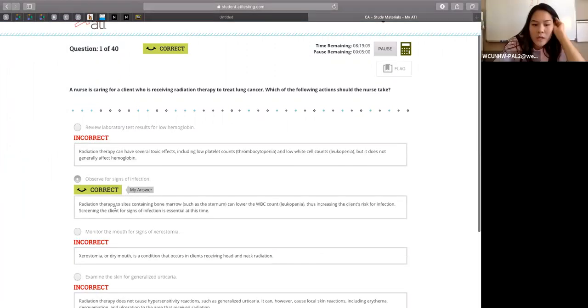Radiation therapy to bone marrow, such as the sternum, can lower white blood cell count, leukopenia, thus increasing the client's risk for infection. Yeah.